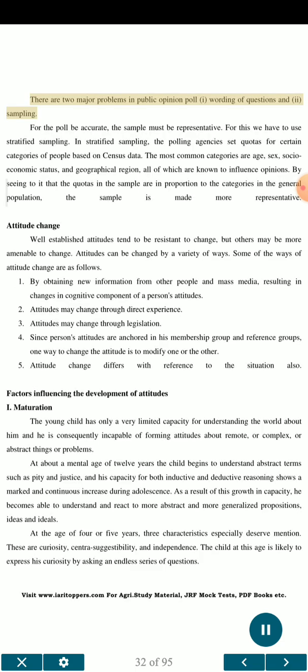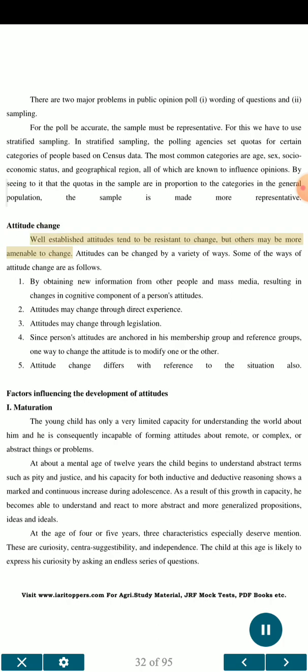There are two major problems in public opinion poll: 1. Wording of questions and 2. Sampling. For the poll to be accurate, the sample must be representative. For this we have to use stratified sampling. In stratified sampling, the polling agencies set quotas for certain categories of people based on census data. The most common categories are age, sex, socioeconomic status, and geographical region, all of which are known to influence opinions. By seeing to it that the quotas in the sample are in proportion to the categories in the general population, the sample is made more representative.